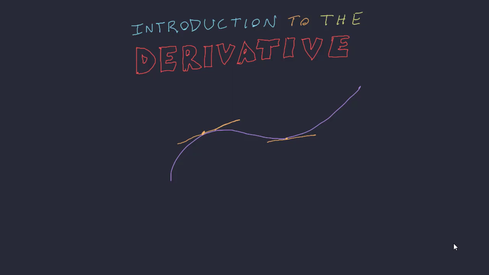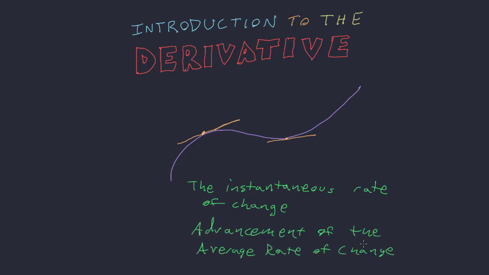And specifically in this case, it's what's known as the instantaneous rate of change. Okay, so this is a sort of advancement of the idea of the average rate of change. Essentially what we're going to be looking at is how we go from the average rate of change to the instantaneous rate of change, and we are going to do that essentially using limits.